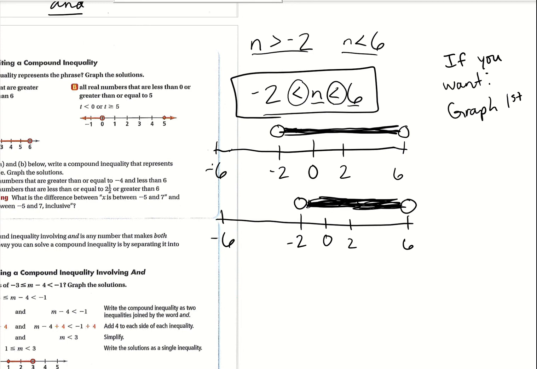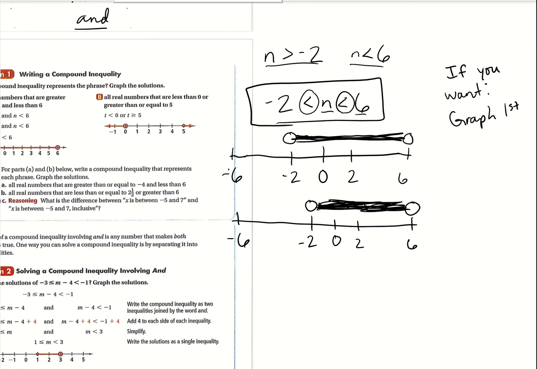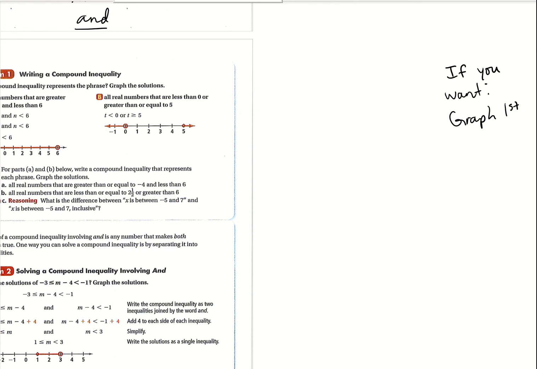Okay, if we look at B, you can do the same thing with B. All right, so for B, we have all real numbers that are less than 0, so n is less than 0, or greater than or equal to 5.